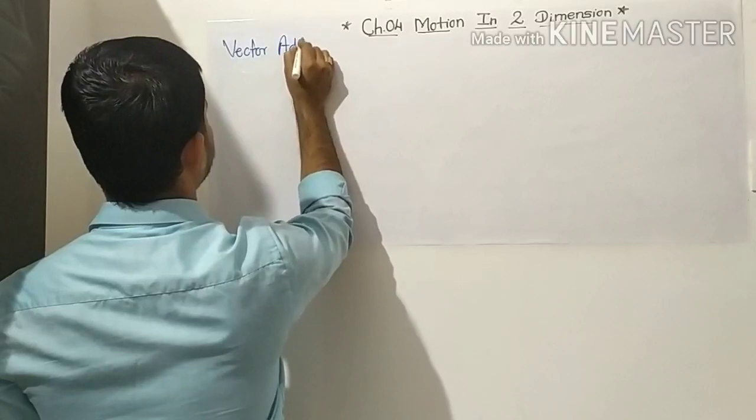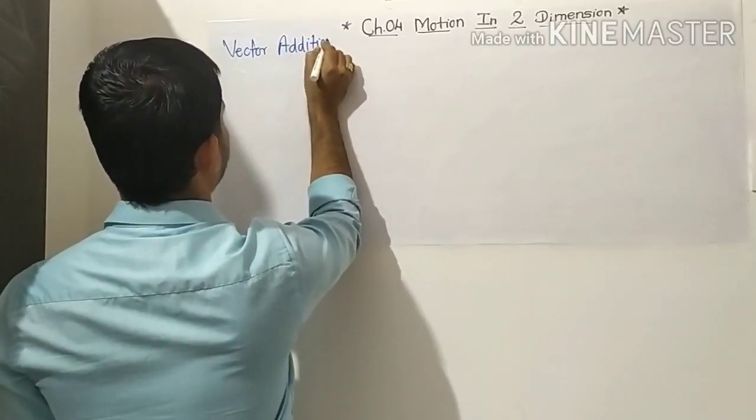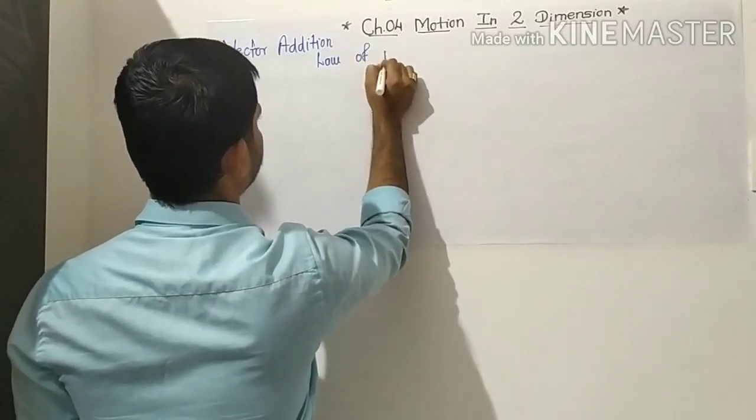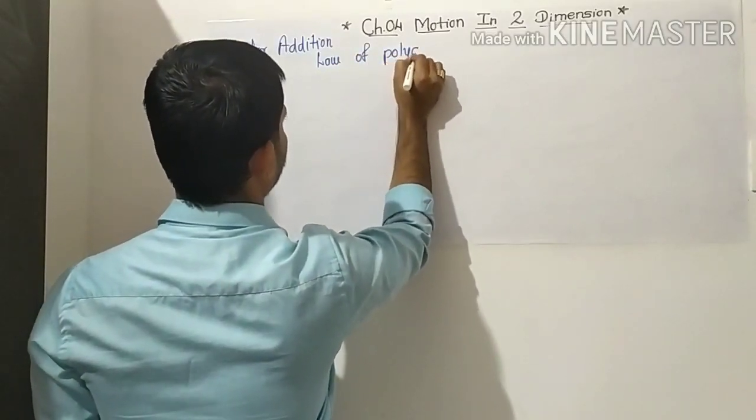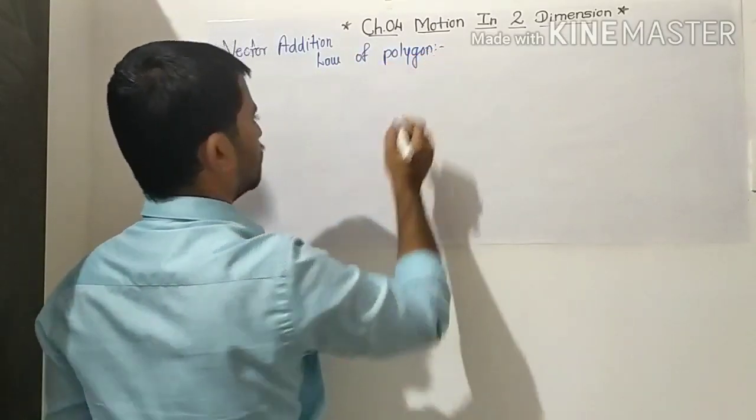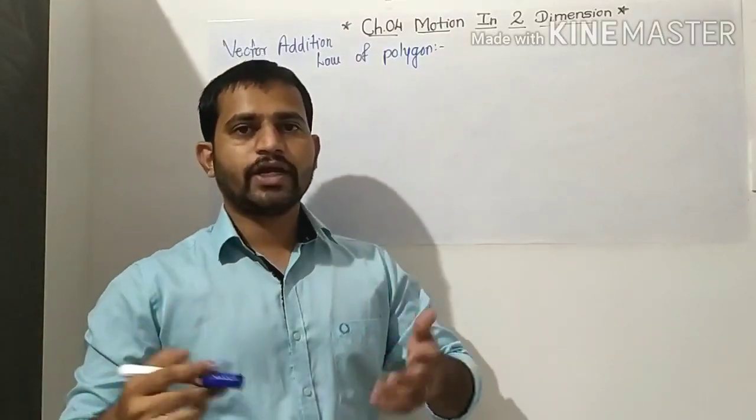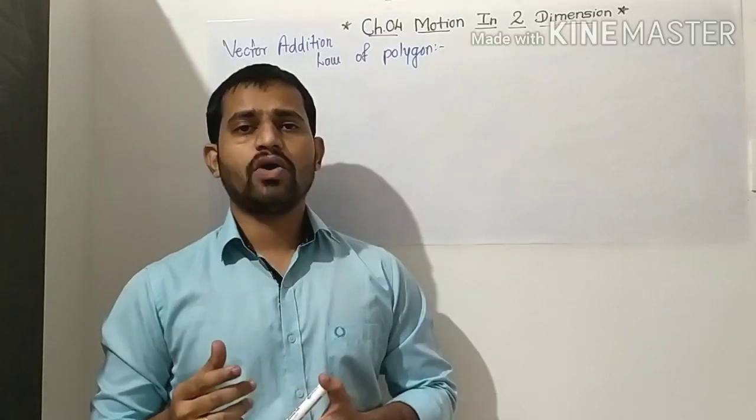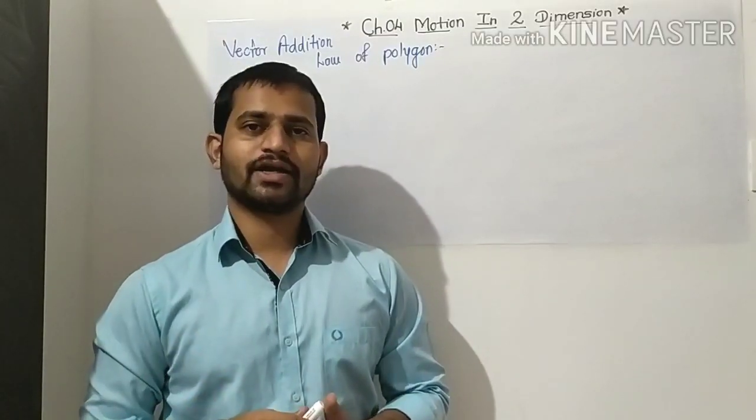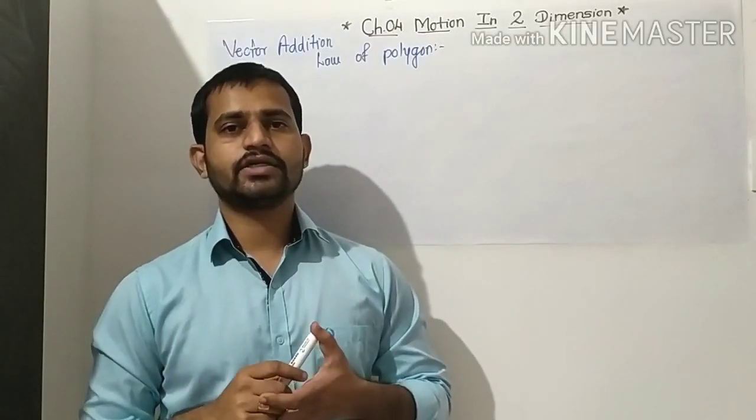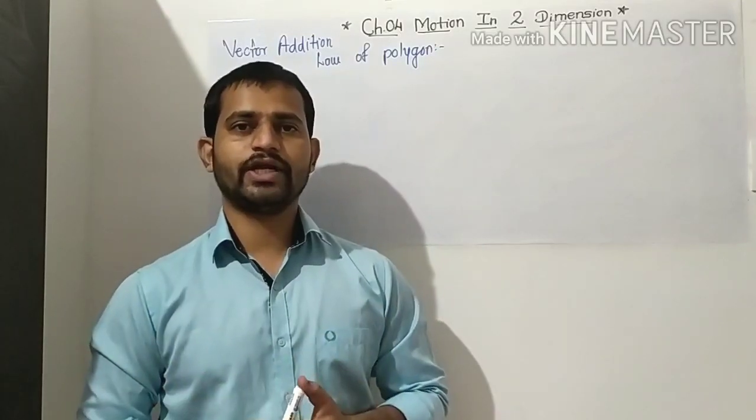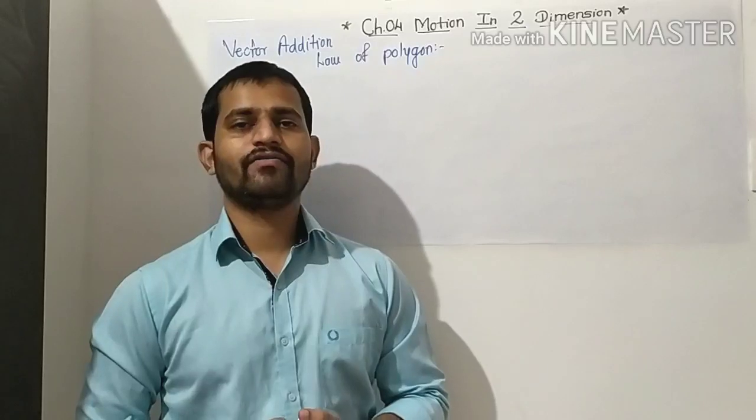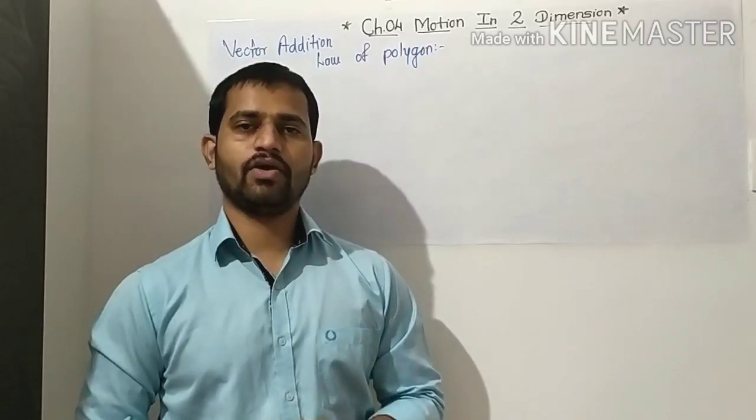Vector addition, law of polygon. The vector addition law of polygon states that when two or more than two vectors are given, then the resultant of all these vectors will be given by joining the initial position with the final position of all the vectors.